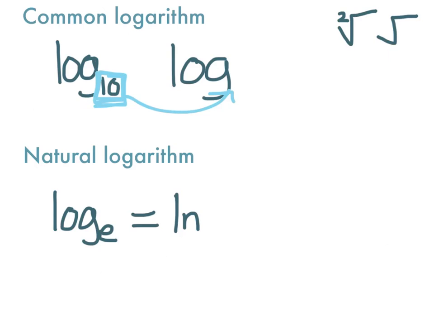So when you see ln, they're not going to write a little e on there. Sometimes it helps if you write a little e just because it makes us visually see it there, but you don't have to write it there. So log base e, the natural logarithm, is ln.